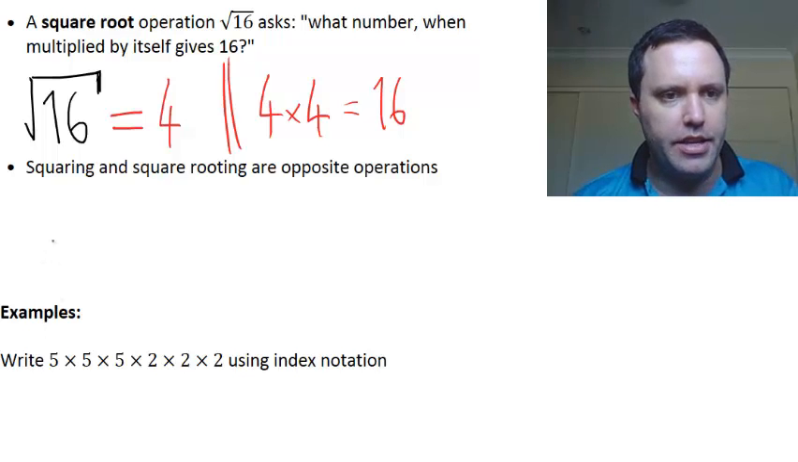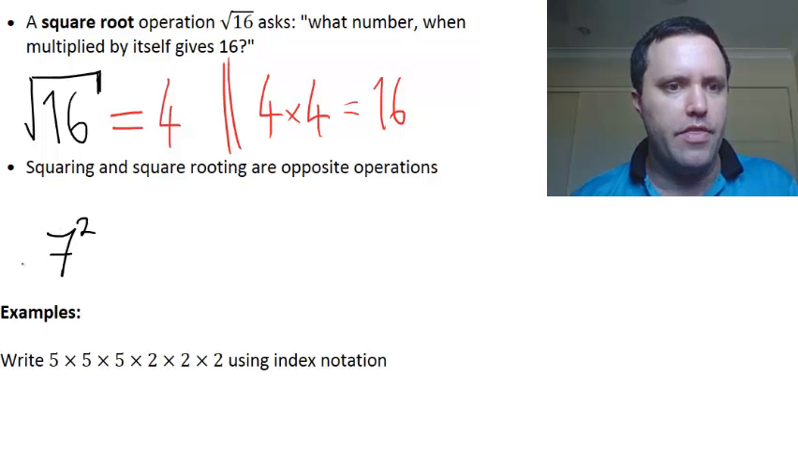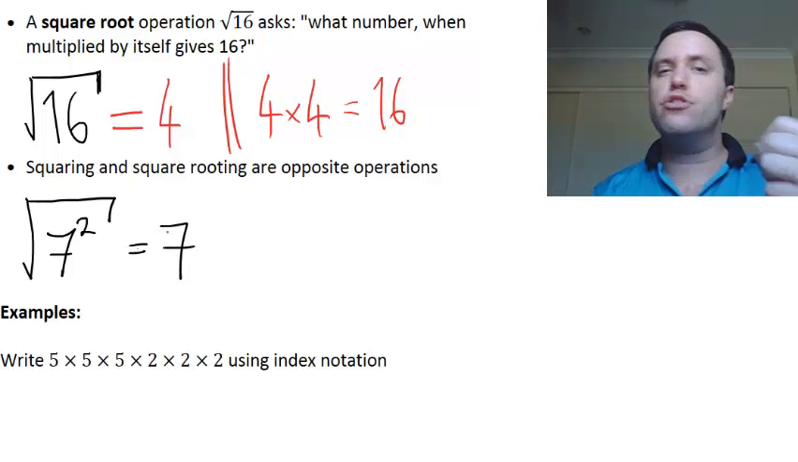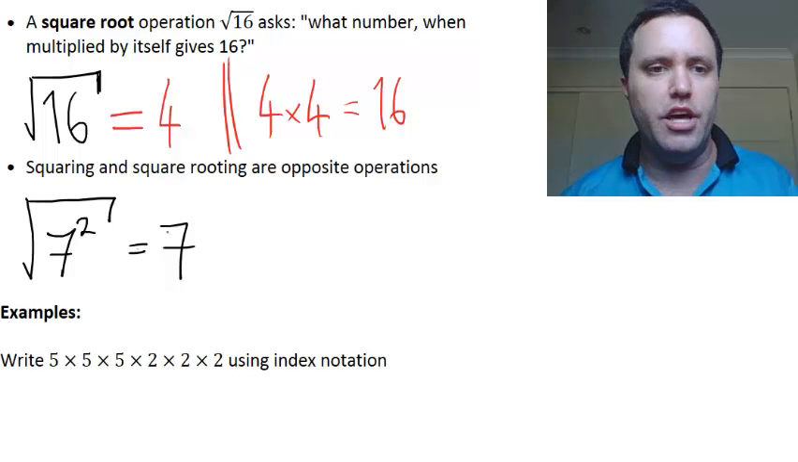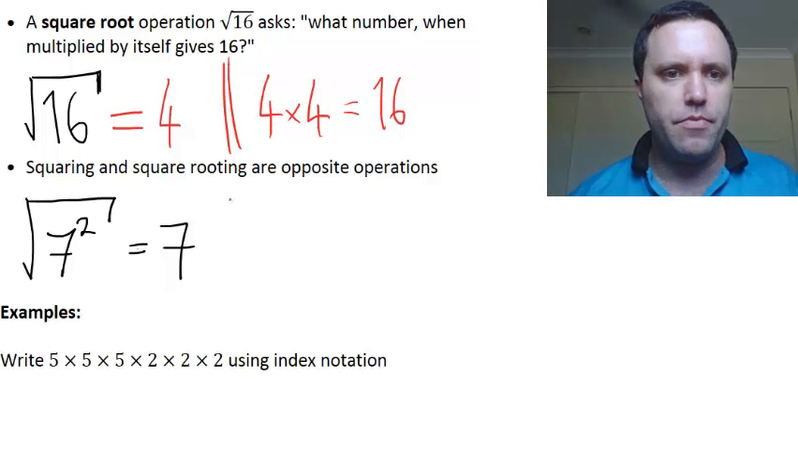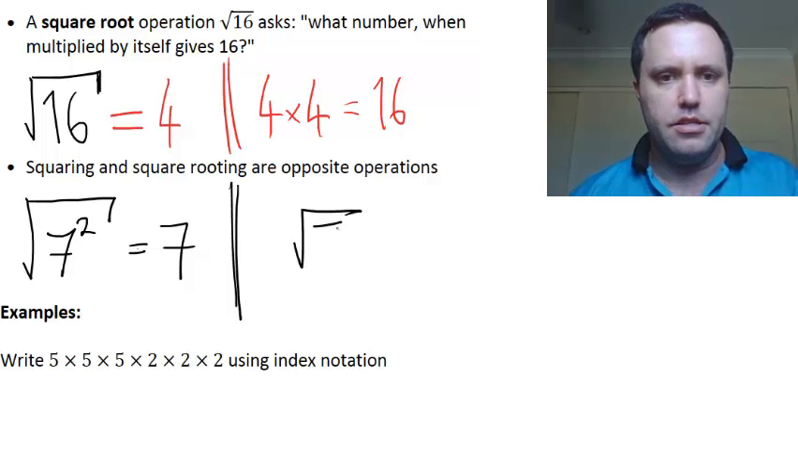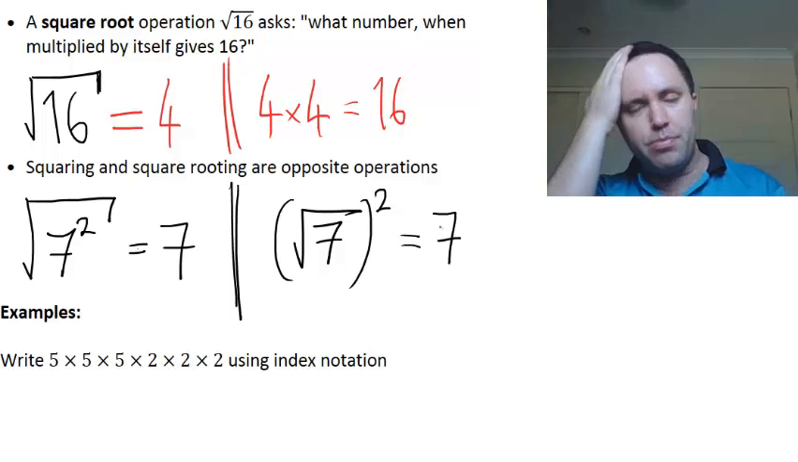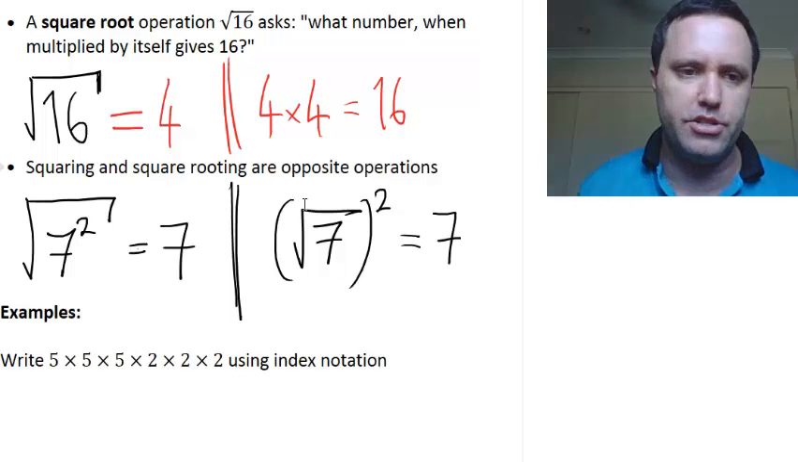Now, squaring and square rooting are opposite operations. So if I had the number 7 and I squared it and then took the square root of 7 squared, that would be 7. They kind of undo each other, kind of like multiplication and division are opposite operations. And the same way, if I get the square root of 7 and then I square that, that would also be 7. So they're the opposites of each other. They undo each other as operations.